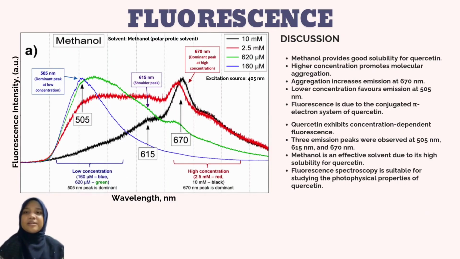Overall, the fluorescence properties of quercetin are mainly due to its highly conjugated pi-electron system and the presence of several hydroxyl groups. These structural features enable quercetin to absorb light efficiently and emit fluorescence. In conclusion, fluorescence spectroscopy is an effective analytical technique for studying the photophysical properties of quercetin. The study clearly demonstrates that both solvent selection and concentration have a significant influence on the fluorescence emission spectrum.